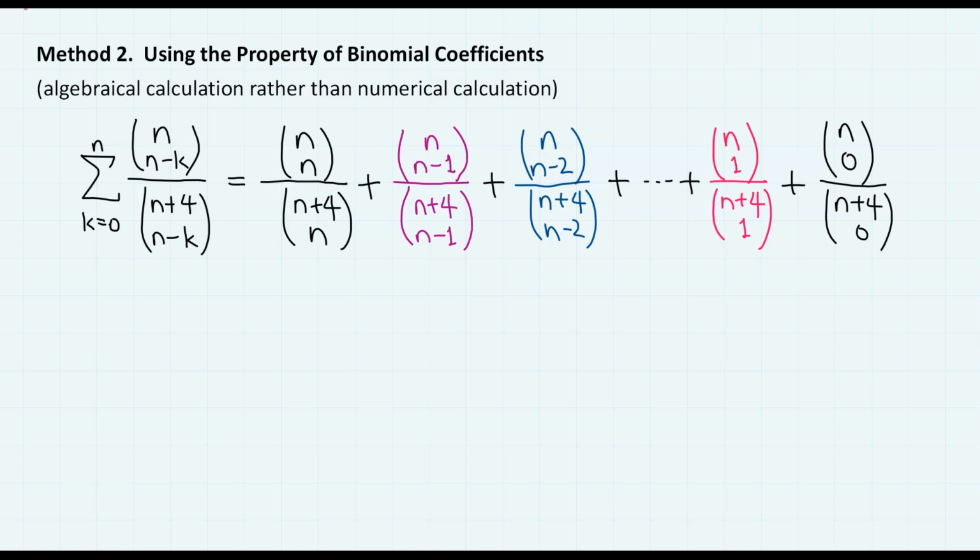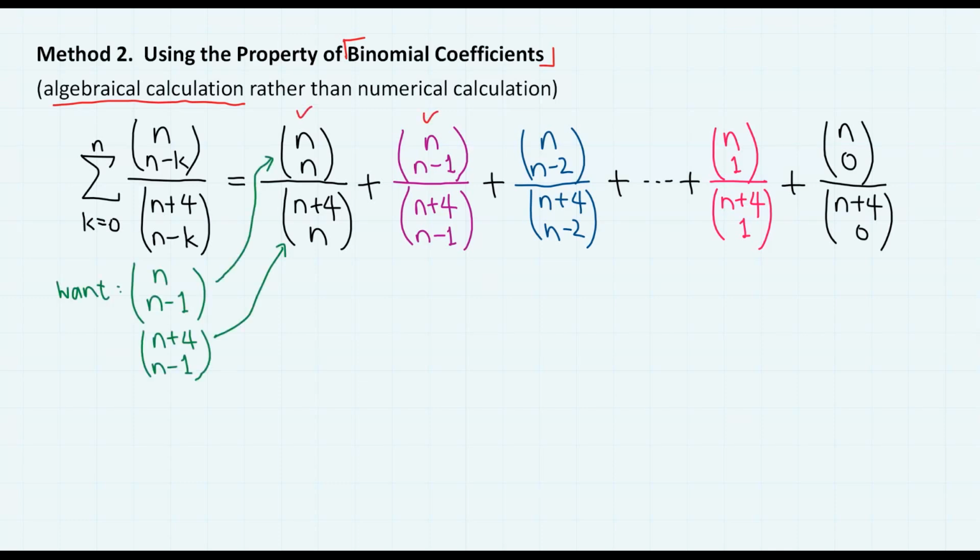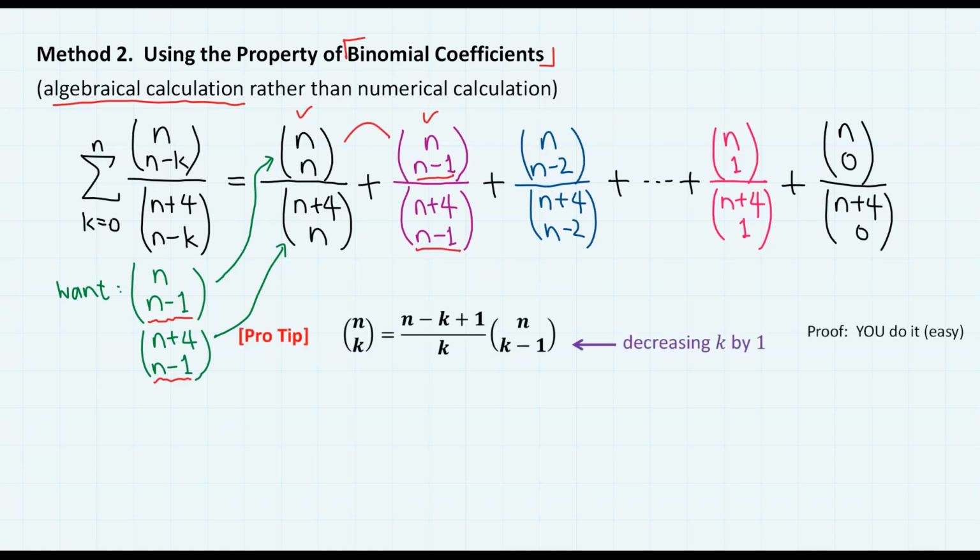Here I am going to use a certain property of binomial coefficients, making this an algebraical calculation rather than numerical calculation. Let us take a look at the first term and compare it to the second term. Notice that if we can somehow convert the binomial coefficients into n choose n minus 1 and n plus 4 choose n minus 1, then we can add it to the second term. In order to do so, let us use this property of binomial coefficients.